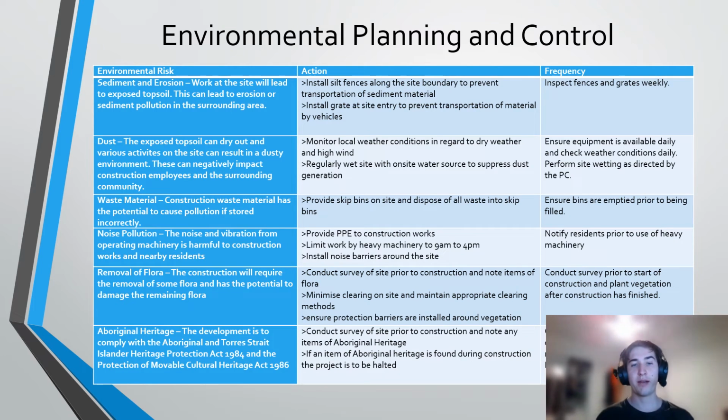The following environmental risks have been identified for this construction project. Each of these risks have their own associated action and frequency at which this action is supposed to be completed. The most important for this site is preventing sediment and erosion, and to do this, a silt fence will be installed along the site boundary and a grate will be installed at the site entry to prevent the transportation of sediment material. If you refer to the table behind me, you will see other risks that have been identified and their associated actions.